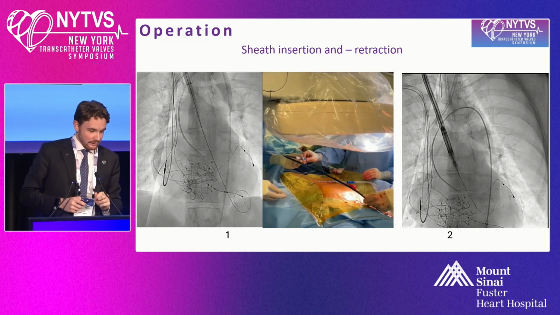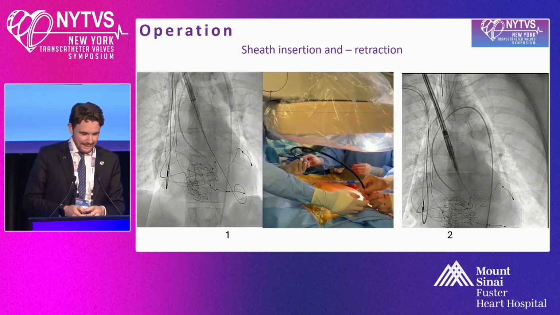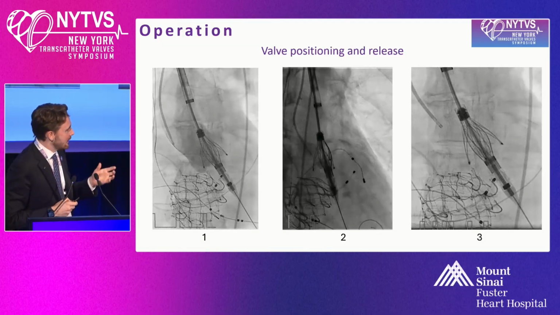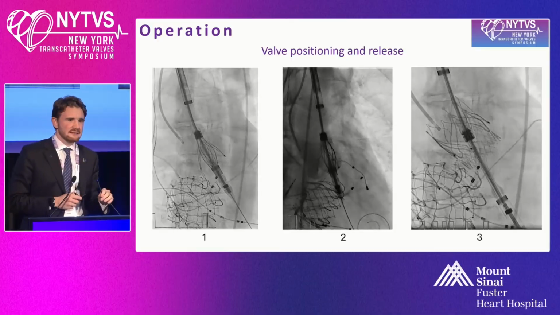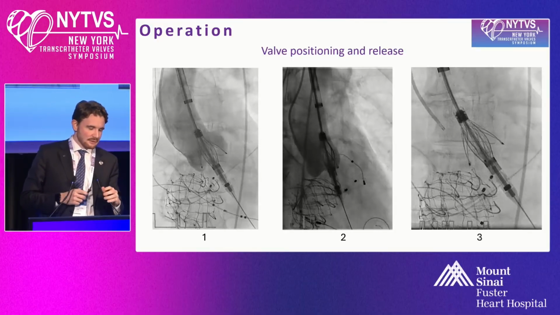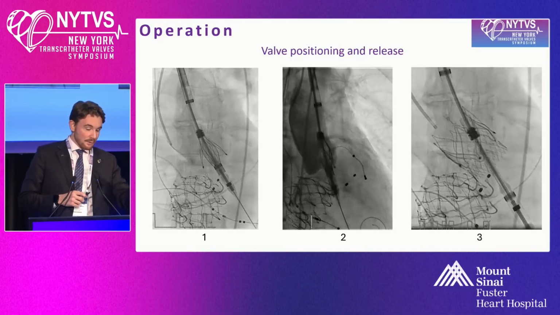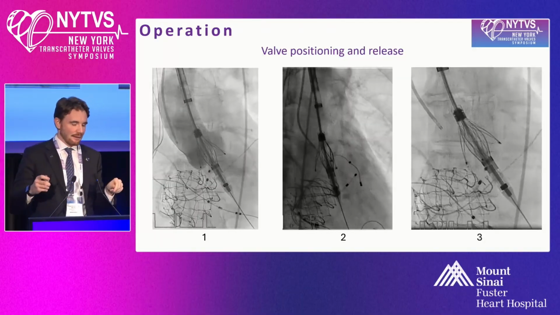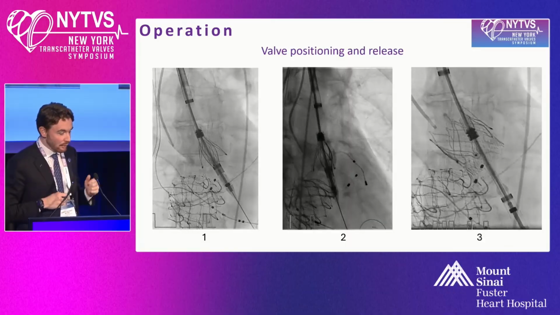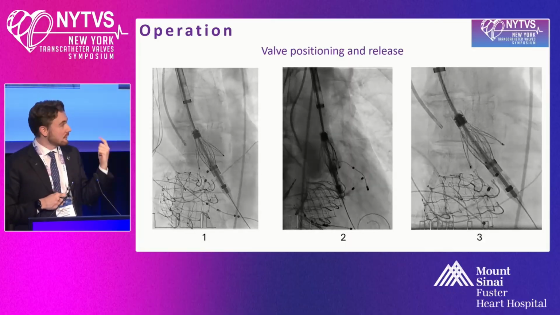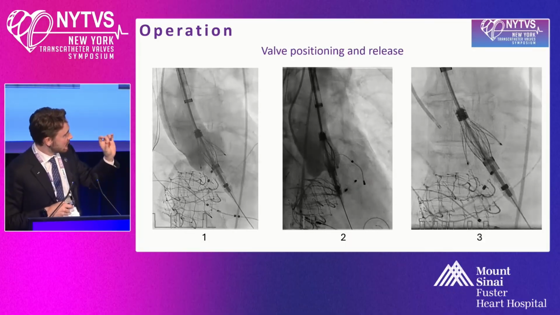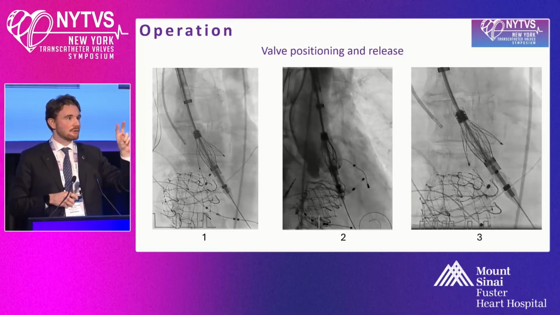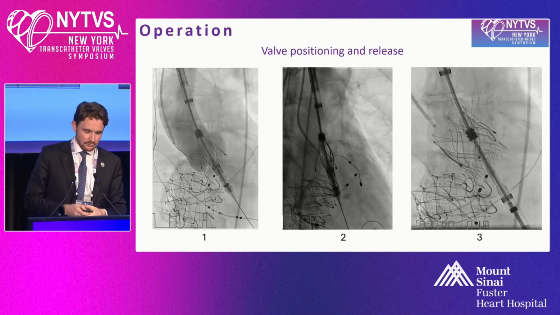And this was the insertion under fluoroscopy. The next step is the positioning and release. At this point it was not really different from a transfemoral approach, despite the trajectory. The important thing is to get the anchors into the cusps of the valve, and after that the valve is deployed. The check with contrast, as you can see from the first image, to be sure that the anchor is on the leaflet is of course essential.